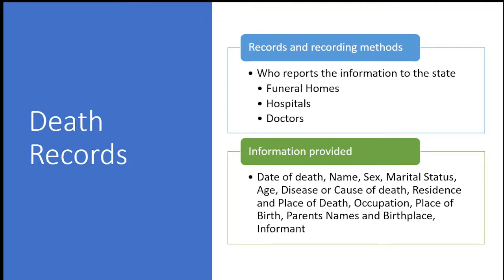The information provided is listed: the date of death, the decedent's name, sex, marital status, age. Interesting, because this is important as you do family genealogy, disease or cause of death, and the residence and place of death, occupation, place of birth. Here again, parents' names and birthplaces, and in some cases, the informant.